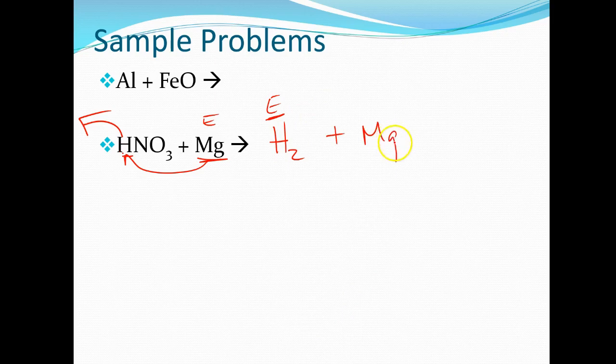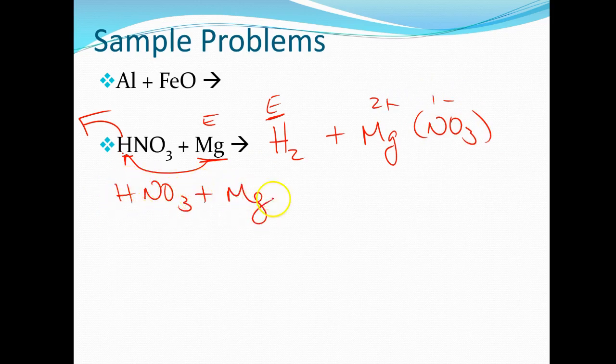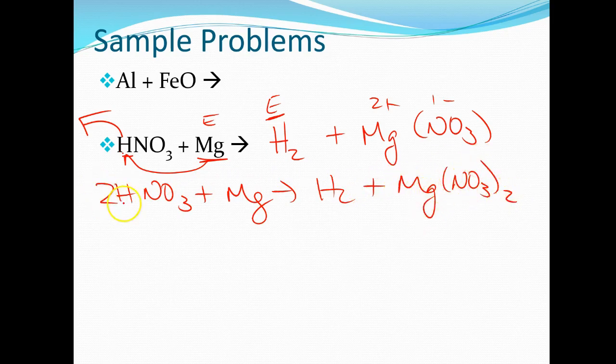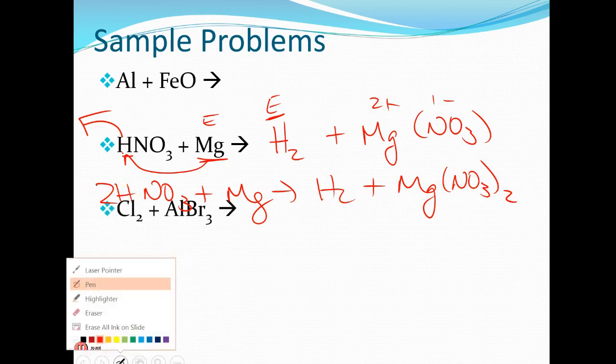Then I'm going to drop and swap with magnesium and nitrate, because they have hooked up, and what I get is HNO3 plus Mg goes to H2, and MgNO3, to balance it like that. Okay, let me erase this one.